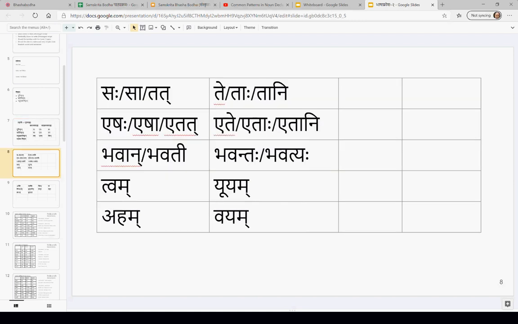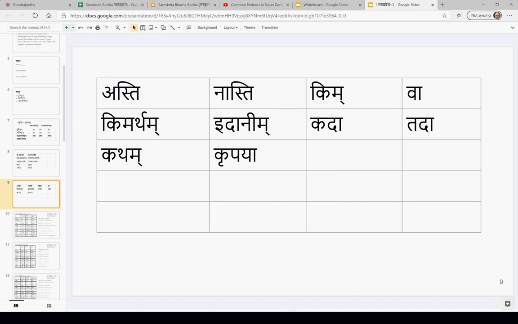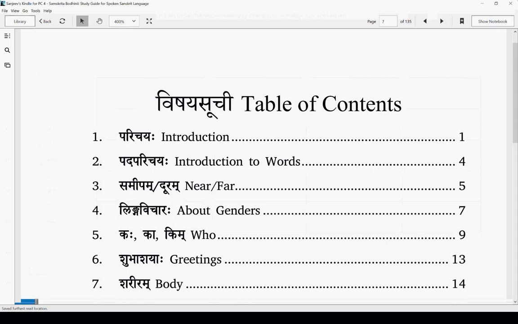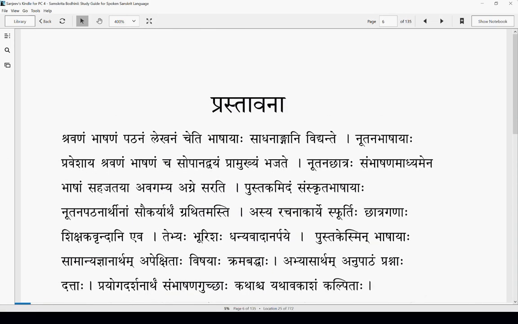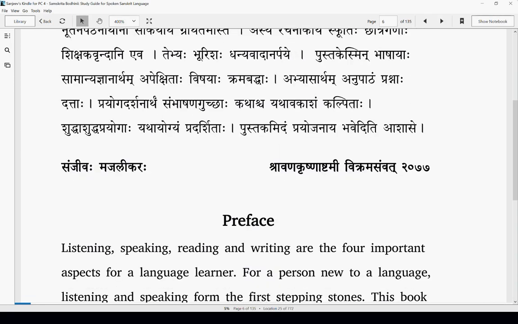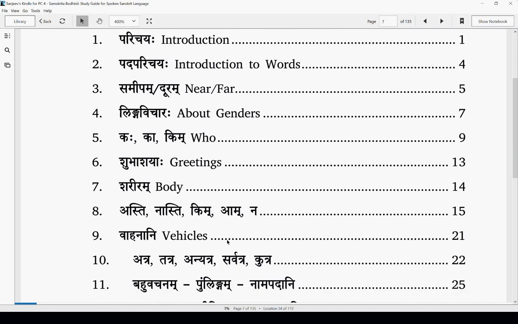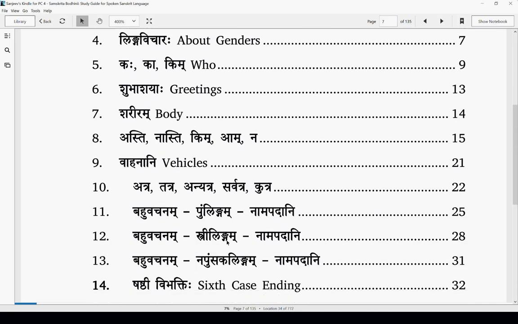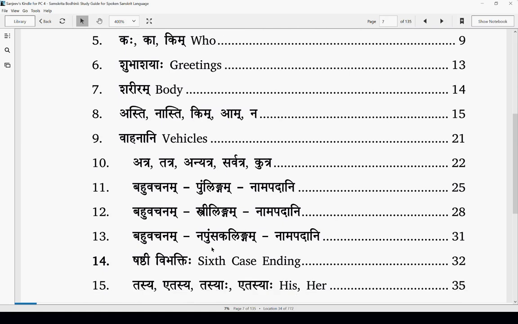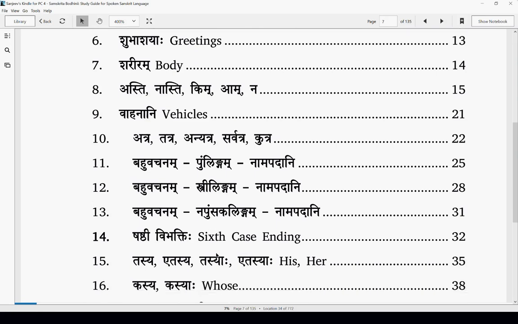And then, what were the other topics here? Kaha ka kim shubhashayaha? We know already. Asti nasti kim? Oops, what happened here? Asti nasti kim aam na? Which we talked about. Aam means yes, right? Aam. Na means no. And by the way, Om is also used for yes. Aam sounds like a recent usage, but generally in the olden texts we see Om also. Om for yes, not that pranavam, but used in the sense of yes.